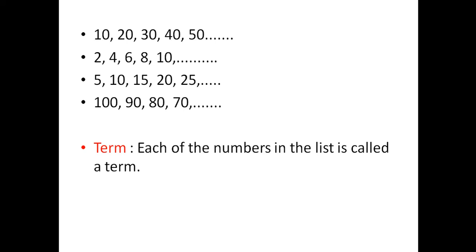With this we are going to find out whether it is an arithmetic progression. We have a set of rules also, with which we are going to find out. Each and every number in the list is called a term.